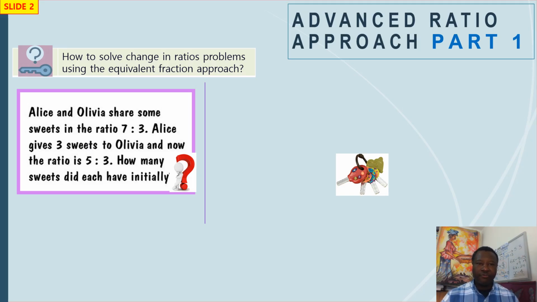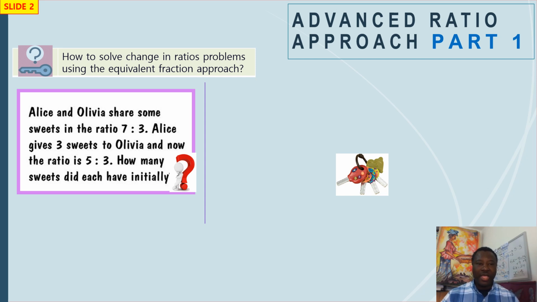How to problem solve change in ratios questions. I like to think of the key question in terms of coming up with the keys to unlocking a somewhat complicated question. Hence, I've put at the start the Alice Olivia problem because it clarifies our key question by giving it some context. And secondly, it's an indication of where we are heading with this presentation.